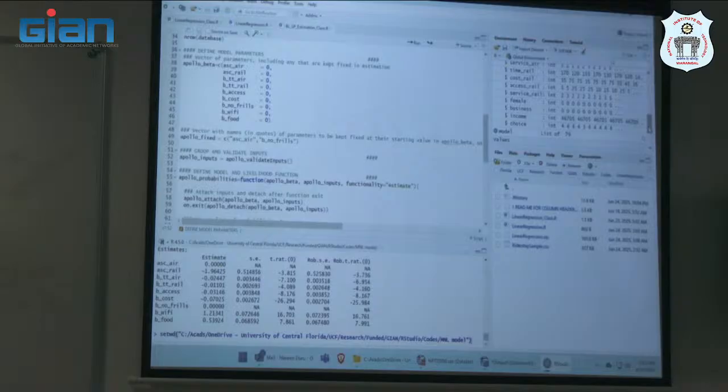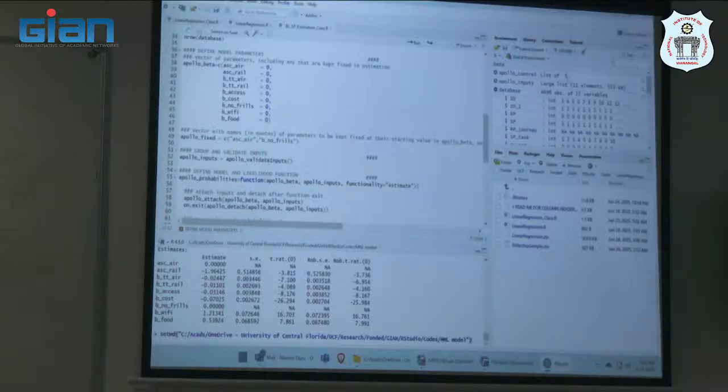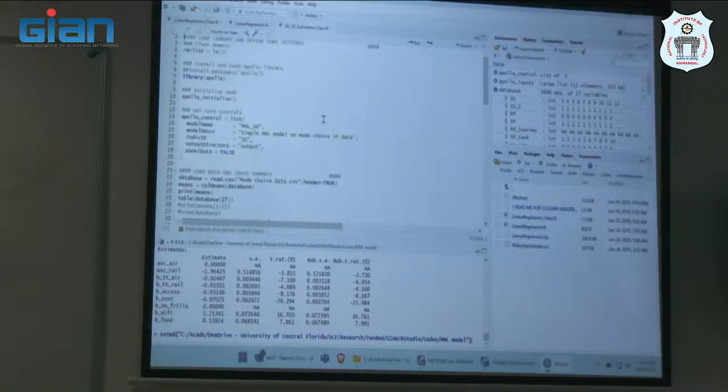Some of you might have to install the Apollo software, Apollo package. You have to install it. Yeah, so this line is commented. You can uncomment it for the first time. Okay, so uncomment that because you might not have Apollo on your RStudio, so you have to uncomment it the first time. Once you do that, you can put a comment afterwards. Don't need to install it again.